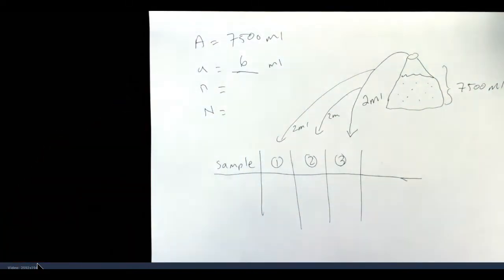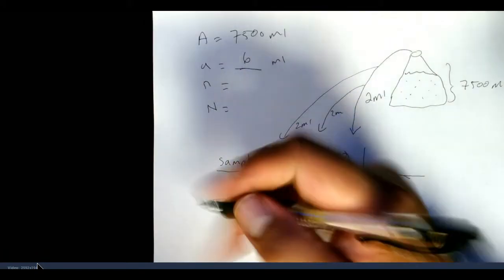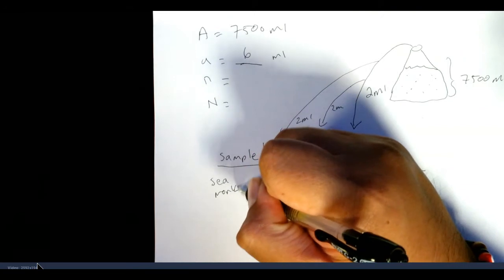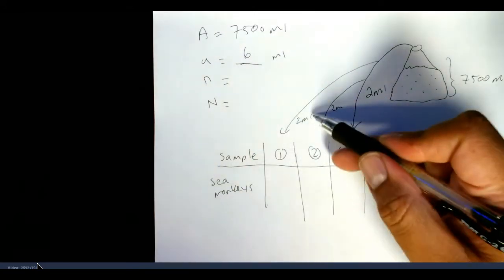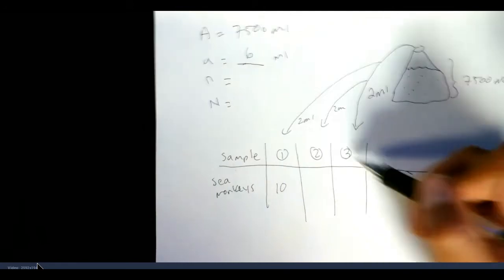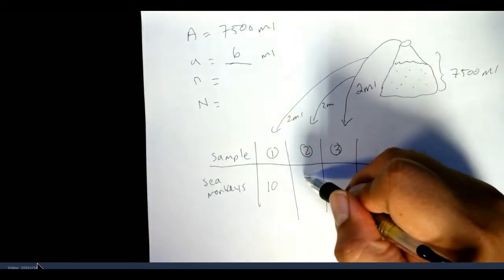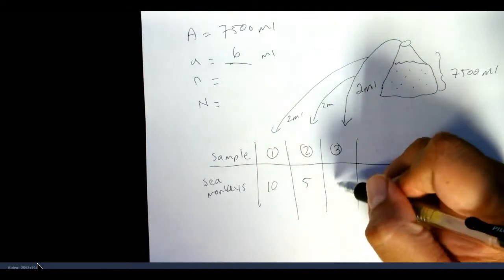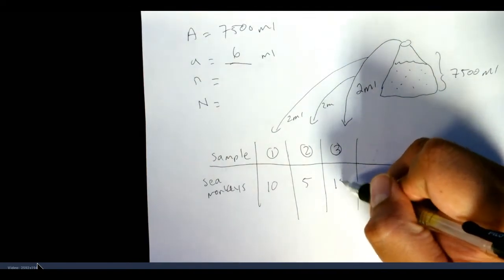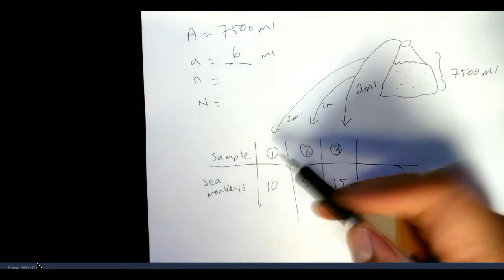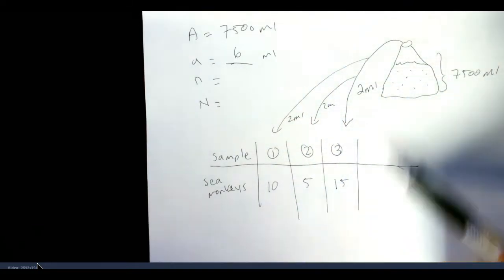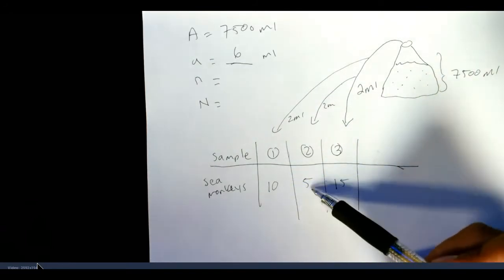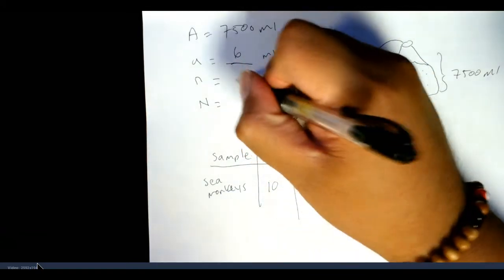Okay, now how many sea monkeys did you find? Or whatever you're looking for. And we'll just use sea monkeys. Let's just say in these 2 mLs you found 10. In these 2 mLs you found 5. And in these 2 mLs on your third trial, you found 15. So it's asking, in the 6 mLs that you sampled, how many did you find? Well, 10 plus 5, 15, plus another 15, gives me 30.